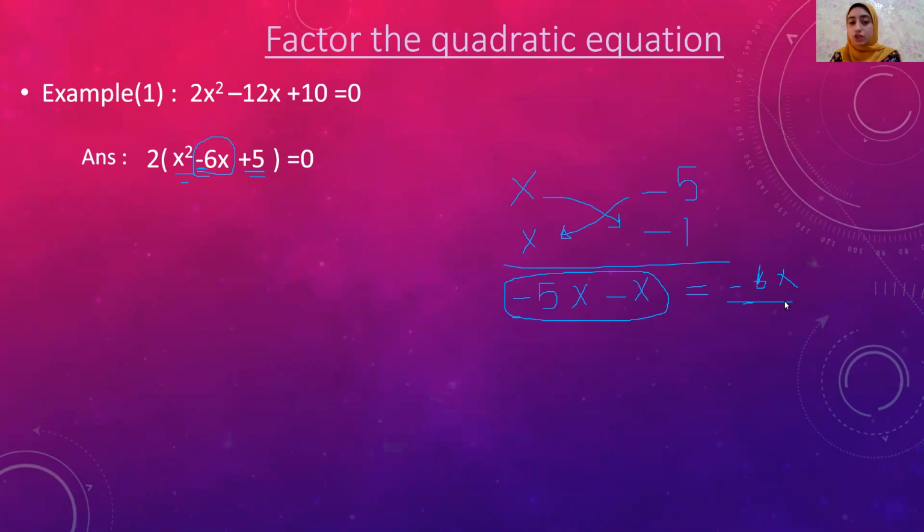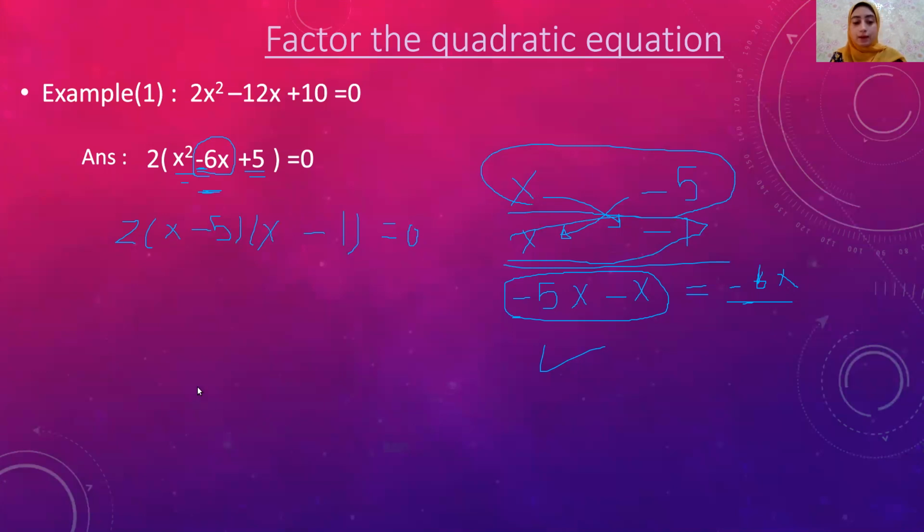Okay, does this match the middle term? Yes, negative 6x, negative 6x. That means our factoring is correct. So now let's move to another point, which is 2 open brackets equals 0. How can I fill the first bracket? The first bracket from the first thing here, x minus 5. And the second bracket, x minus 1.